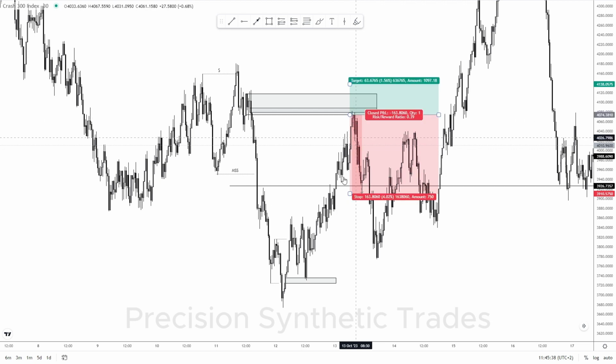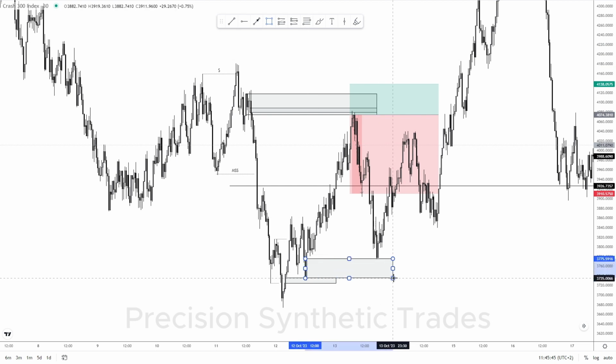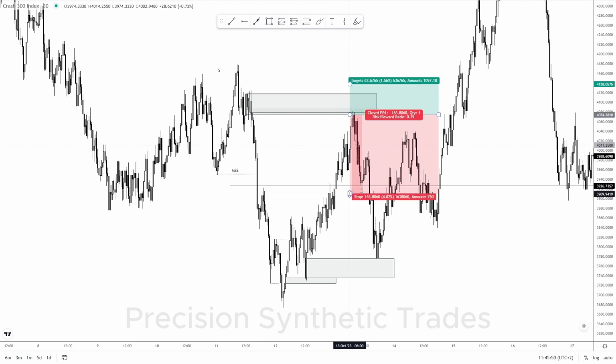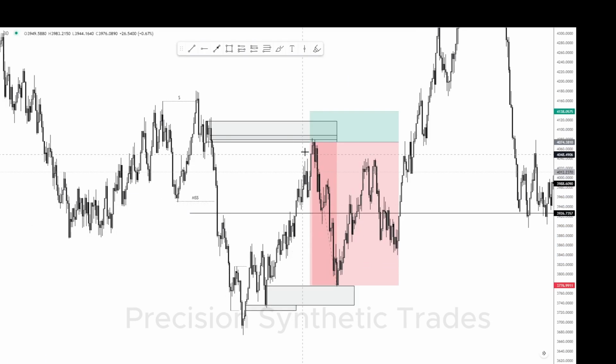Take a sell there. Because this was the last order block that created this impulse move from this entry, my target for this sell would literally be this order block here. And as you can see, this is how we get a sniper entry, a sniper exit.